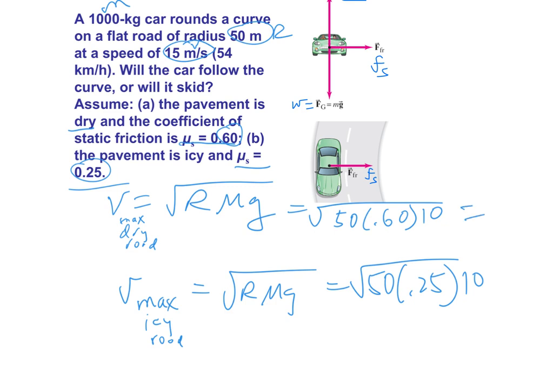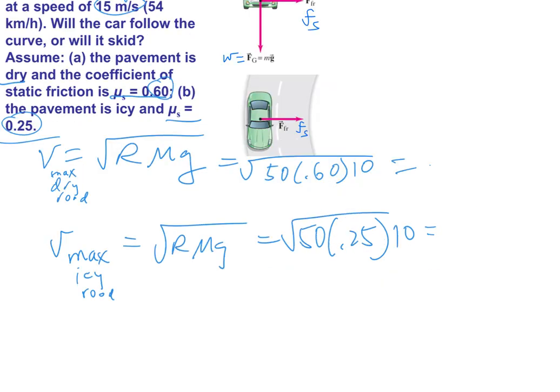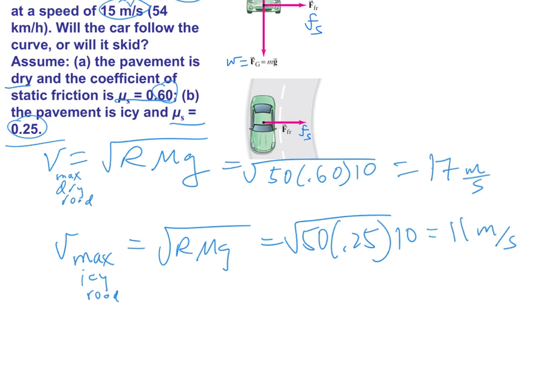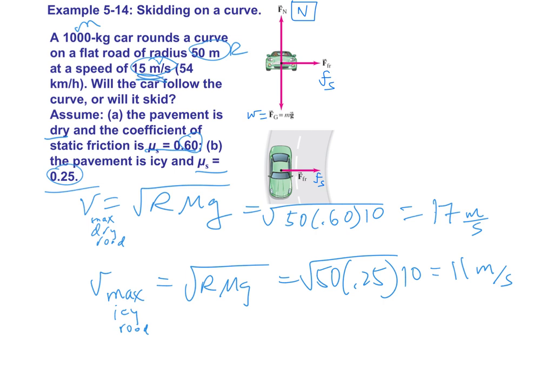Now let's just figure out what those are. Okay, so on a dry road, you can go 17 meters per second without slipping. After that, you'll slip. On an icy road, you only get to go 11 meters per second before you start slipping. So if you're going 15 meters per second, you're safe on a dry road, but you'll wipe out on an icy road because 15 is over the maximum. I'm sorry, 11 is the maximum you can go on an icy road. If you're going 15, you will slip off on a tangent.